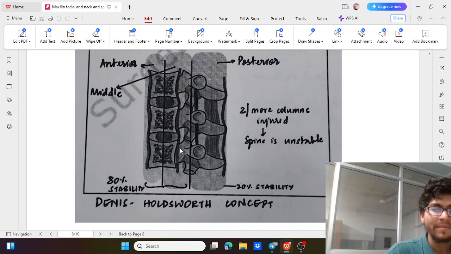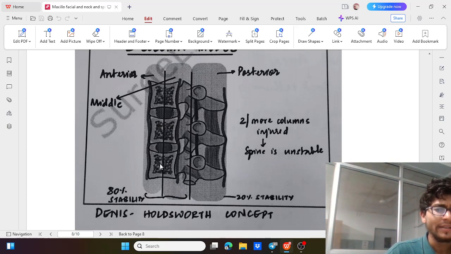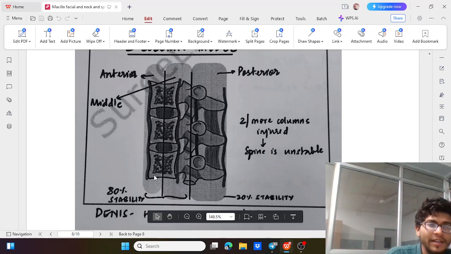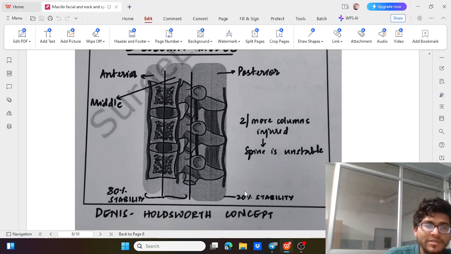So what does this concept say? That if two or more of these three columns are injured, then the spine becomes unstable. So if any two, like anterior and middle, or anterior and posterior, or middle and posterior, are injured, then the spine becomes unstable. And 80% of the stability is provided by the anterior and the middle column, and the posterior 20% stability is through the posterior column. So this will help us in the assessment of spine injuries.